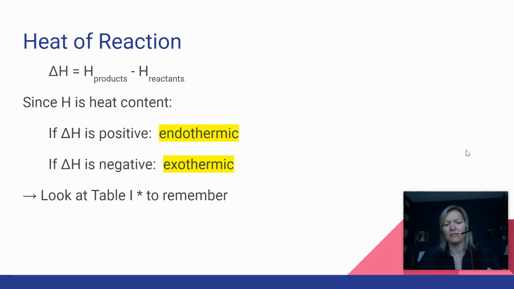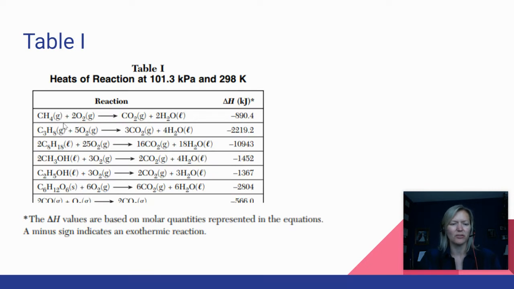Heat content, if that change is positive, it's going to be endothermic. If it's negative, it's exothermic. Endo going in, exo going out, like exit. You don't need to memorize it. Thank goodness. You can look at Table I, and on the next slide I have Table I. So here's part of Table I. It gives a reaction, and then it gives you your delta H. This one says it's negative 890.4.